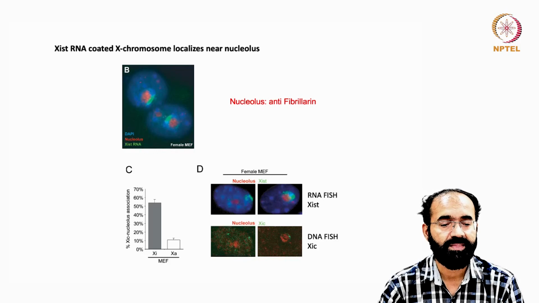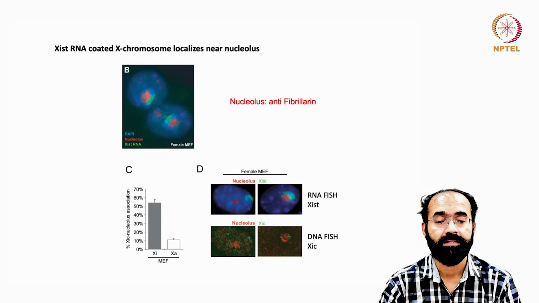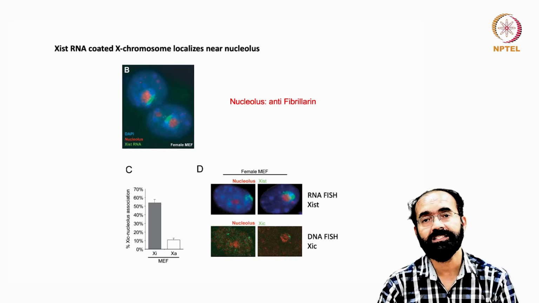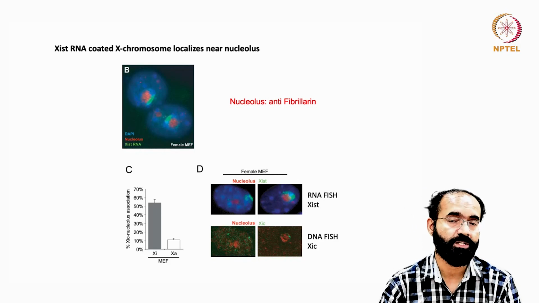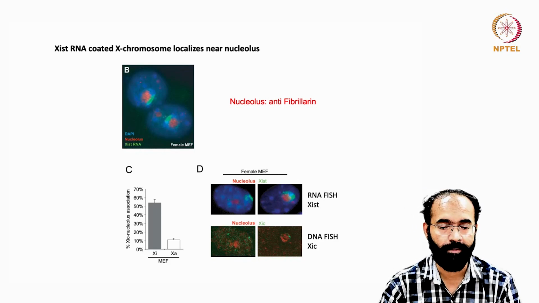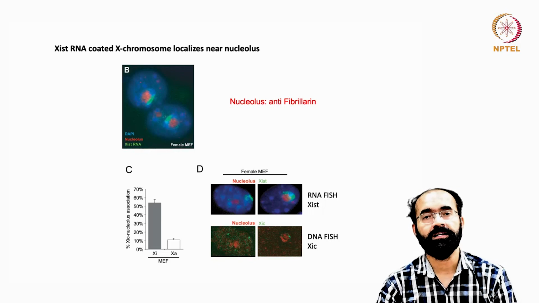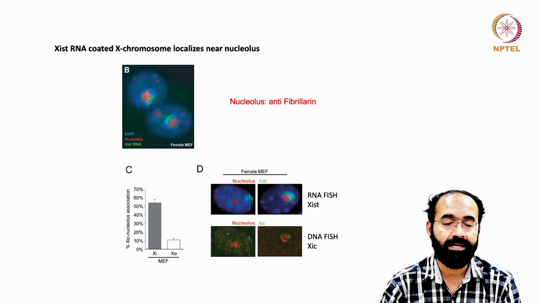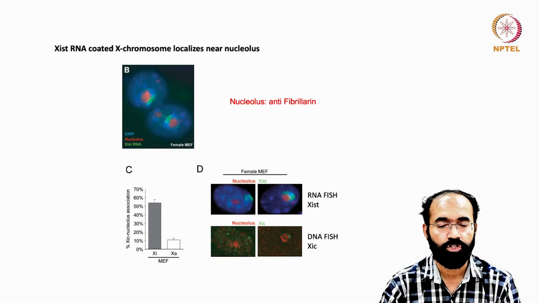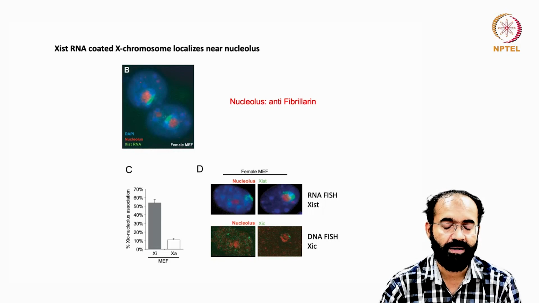So what happens? The Xist RNA coating the X chromosome localizes near the nucleolus. The nucleolus is a place where you have very high expression of ribosomal RNA. It is stained with a marker, anti-fibrillarin, a protein marker, because the nucleolus has abundant fibrillarin, and that is seen in red color. And you can see the Xist RNA is very close.